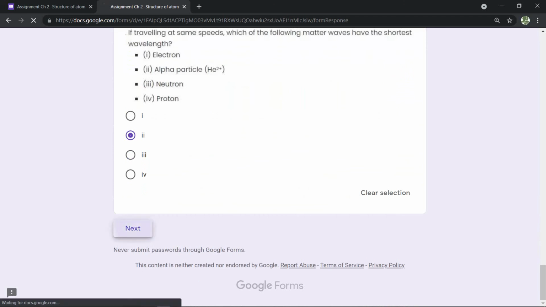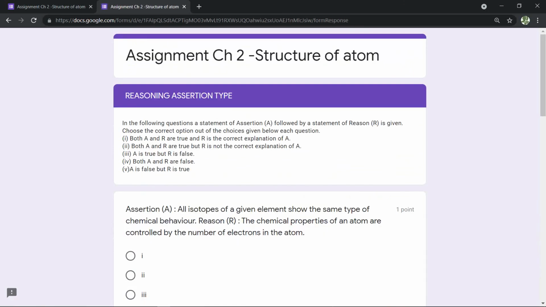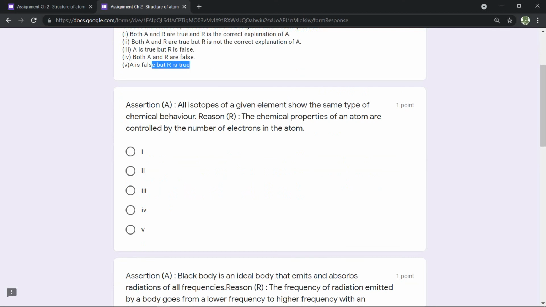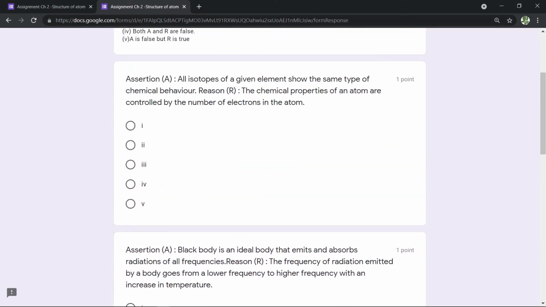Chemical properties depend on how many electrons something loses or gains. Ma'am, the reason will be true. Yes, ma'am, and it is the correct explanation. So both A and R are true and R is the correct explanation. Okay. Next question.